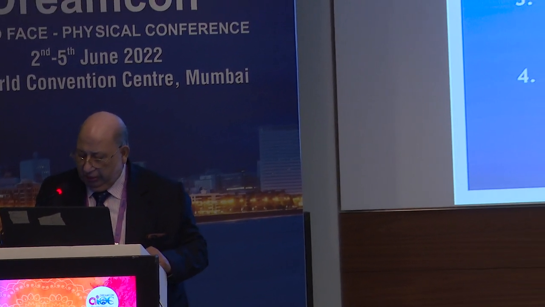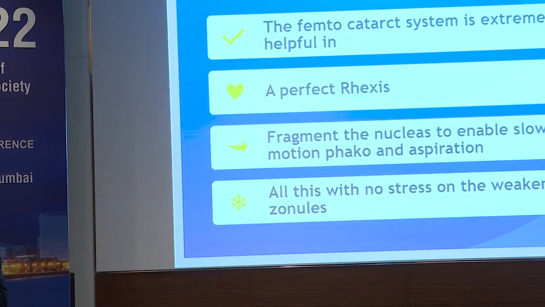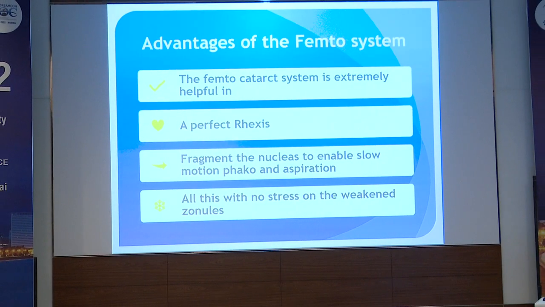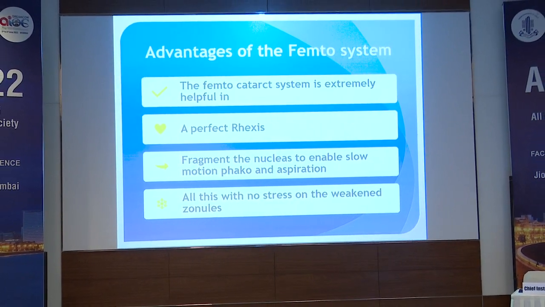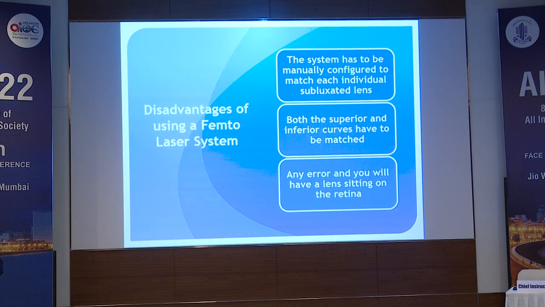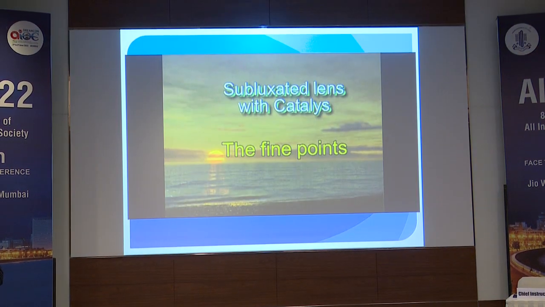So as I said, the problem is fourfold: to stabilize, rhexis, phaco, and finally stabilize the IOL within the bag. And femto cataract is very useful purely because it gives you a perfect rhexis. It fragments the nucleus to enable slow motion phaco, and all this with no stress on the zonules. But you have to manually configure. That is one of the big problems. So let me show you how it works.